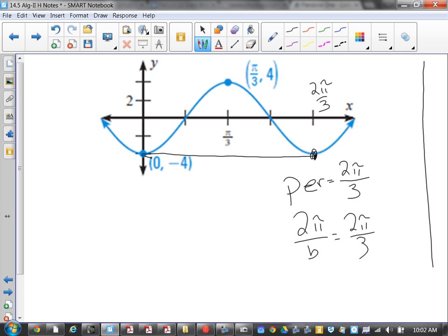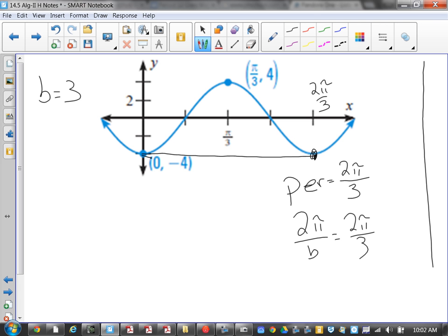What's b? Isn't it the period for cosine? No, tangent. Oh, tangent. We're not going to be doing tangent. Tangent's just pi over b. We're doing sinusoidal ones, and these are all sines and cosines. So we know right off the bat that our value for b is 3. You okay on that?